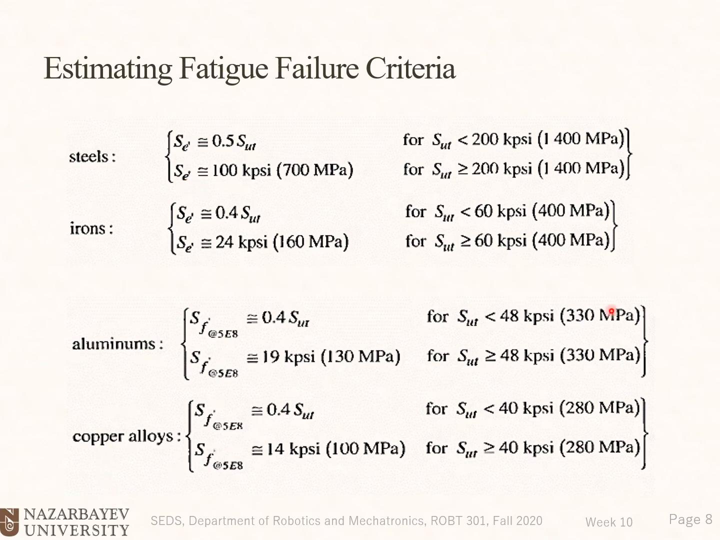Okay, so later we will use these equations to develop a theoretical SN diagram and find fatigue strengths at any other cycles, not only at 1 million cycles for steel and iron, and not only at 500 million cycles for aluminum and copper alloys. We could find fatigue strengths at any other cycle, and we will see how we could develop an SN diagram theoretically for these types of materials.